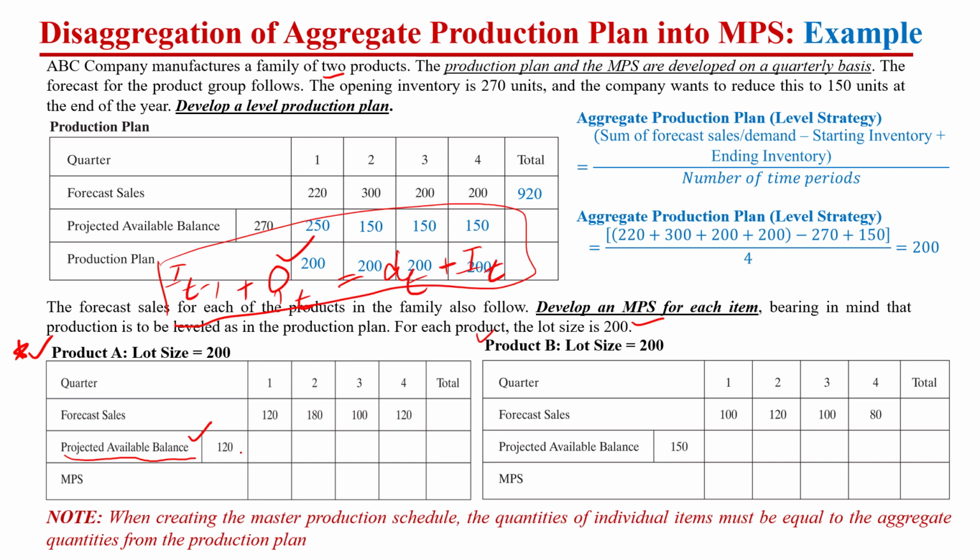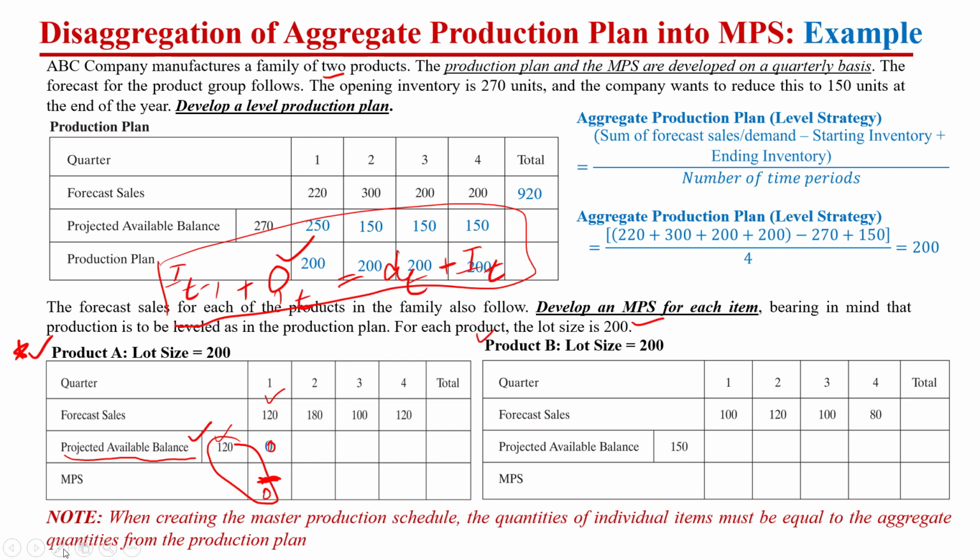Okay, so as you can see, we already have product A in our inventory, which is 120. Okay, so that means the demand is 120. So there is no need to produce in this particular time period, which means this is 0. So 120 plus 0 minus this, which means the projected available inventory is going to be 0 over here.